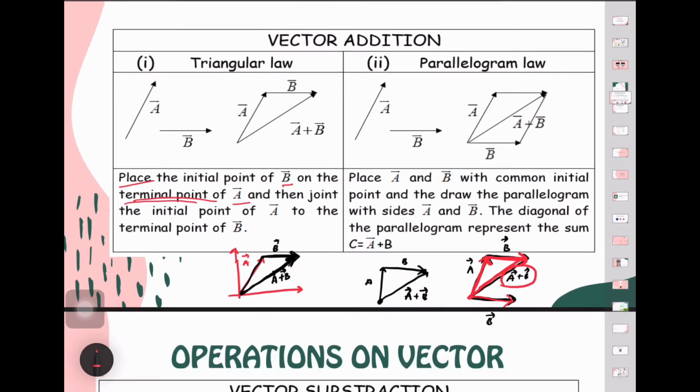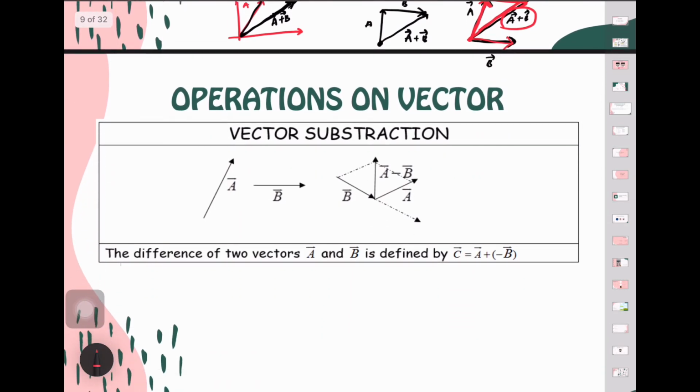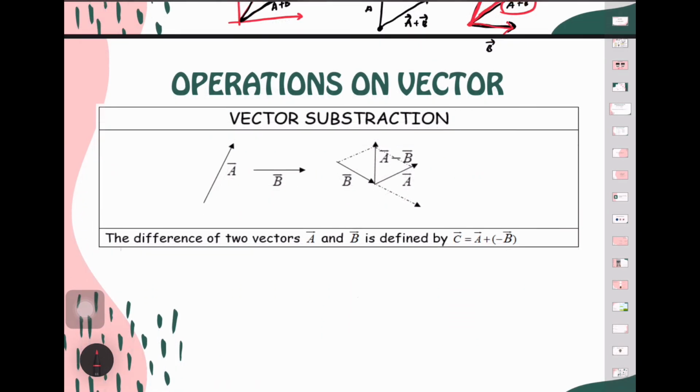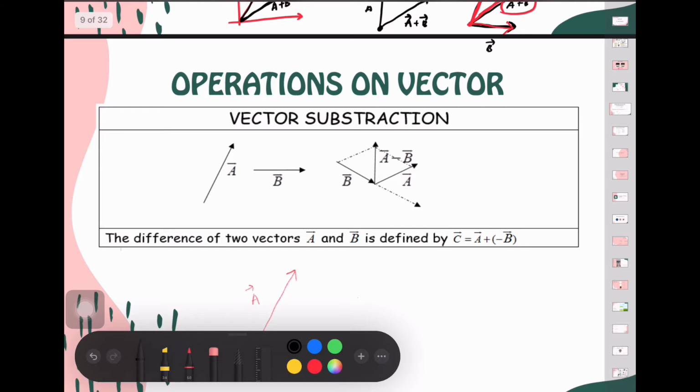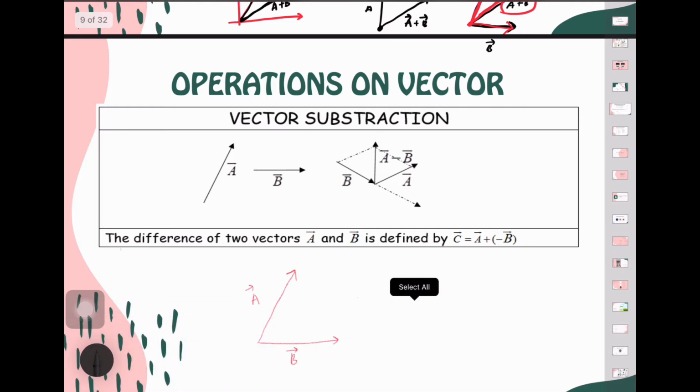Okay, next is vector subtraction. So we see these two vectors. Let's say we have vector A here. This one is vector A. And we have vector B here. This one is vector B. Okay, so how can we connect both of these vectors? Let's say we want to connect these two vectors. So we draw a vector line here.